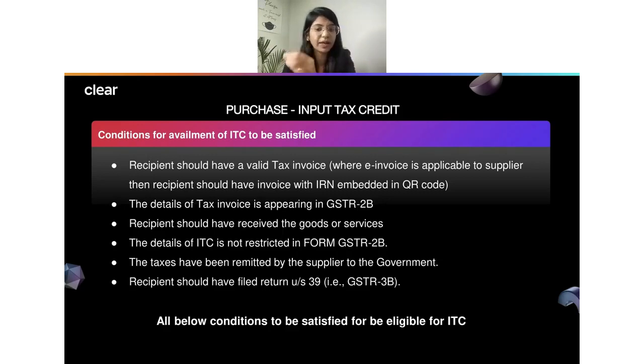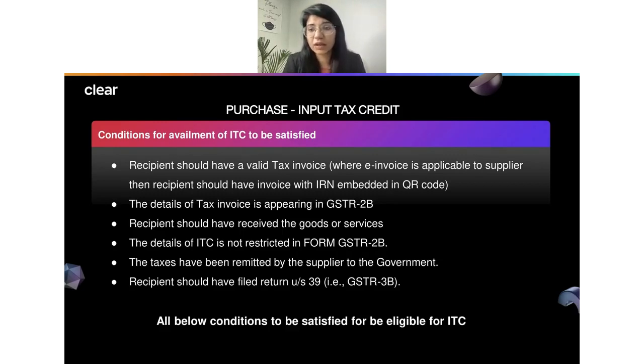The ITC is actually coming in my GST 2B. We know whether the recipients have actually filed the return or not. There are certain conditions which have to be fulfilled. We know that it is not covered under section 17(5), which means it's not a blocked credit. These are certain conditions we have to follow.